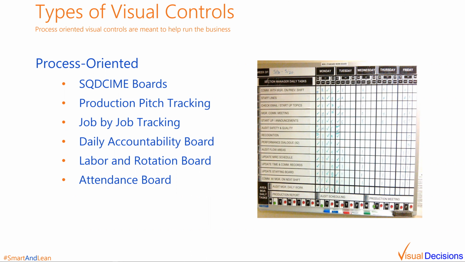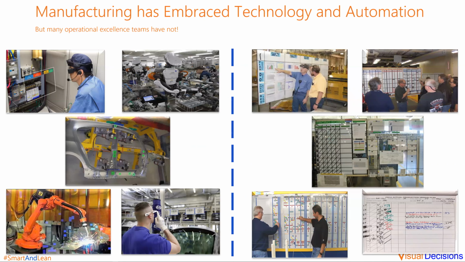And when we look at these boards and we think about how manufacturing as a whole has really embraced technology and automation, on the left side we see augmented reality displays, we see robots and lasers and all these things that would have seemed futuristic not that long ago, really. And yet within continuous improvement, we're still using whiteboards and printed out Excel sheets that we're posting up places, and just very, very manual techniques.